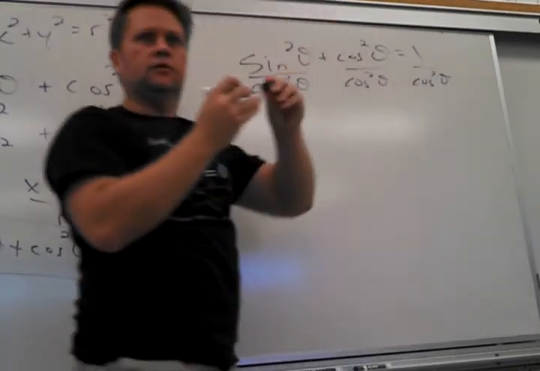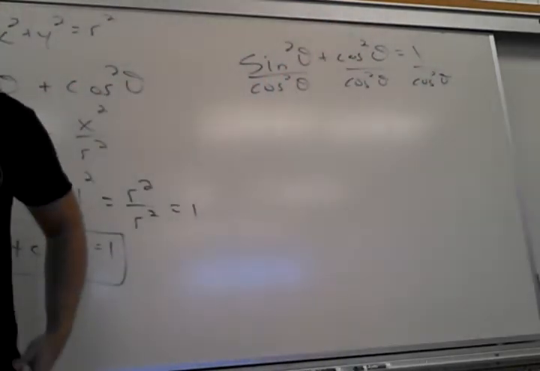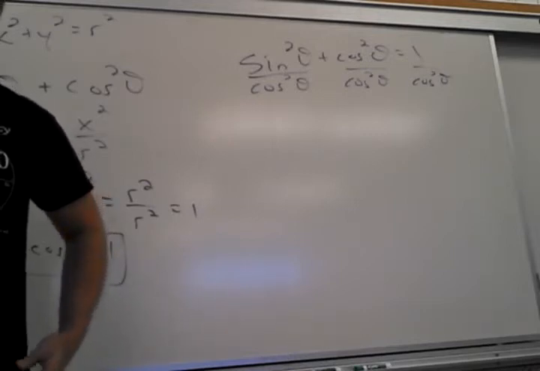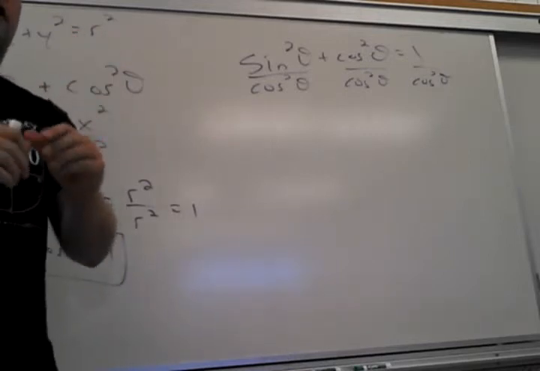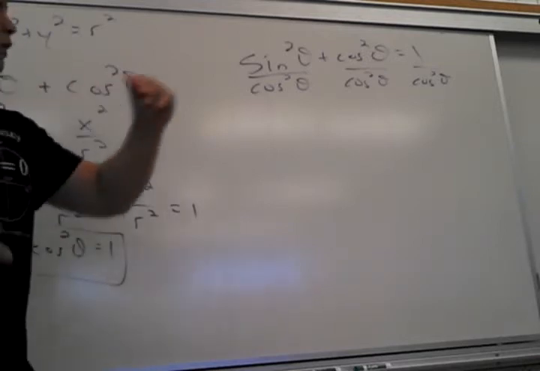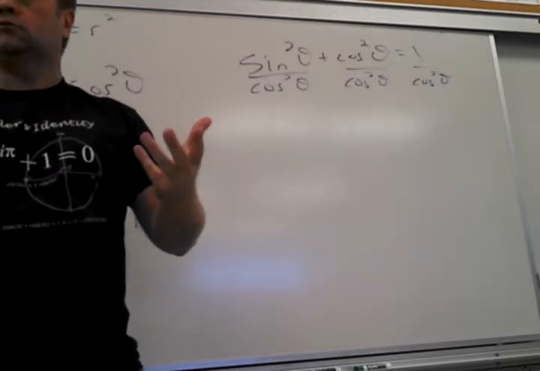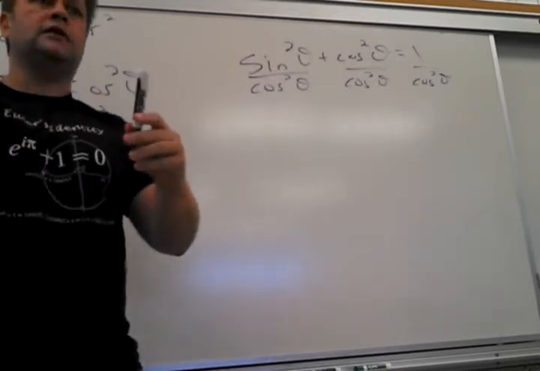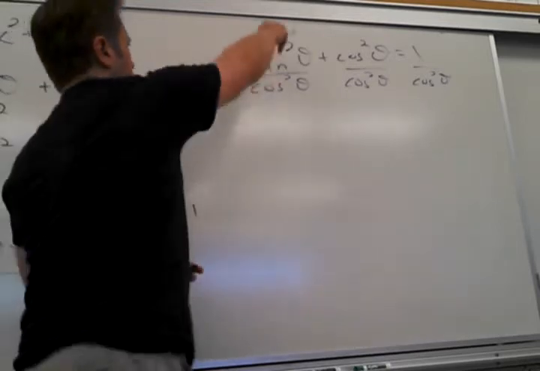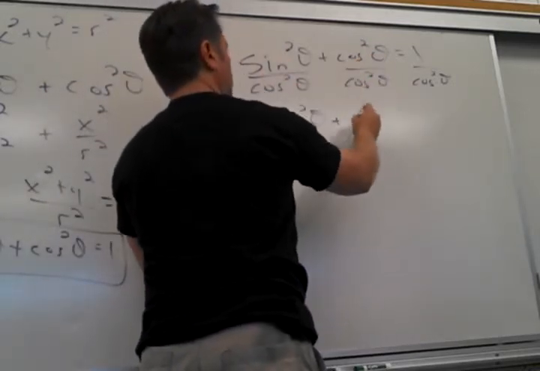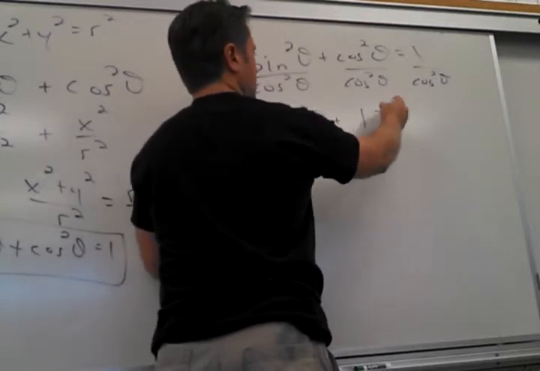Am I allowed to do that? Yes, except for where theta makes cosine 0, right? But that's inherent in the equation I'm going to get. I can't use it where it's undefined. So what do you think sine squared over cosine squared has got to be? Tangent squared. Is that cool? Because tangent is sine over cosine, squared is tangent squared. Cosine squared divided by cosine squared is 1.